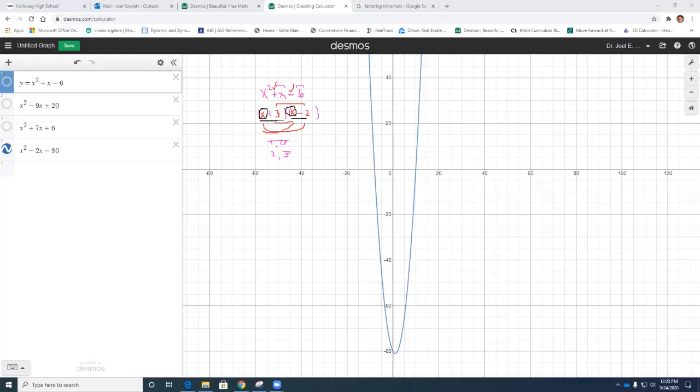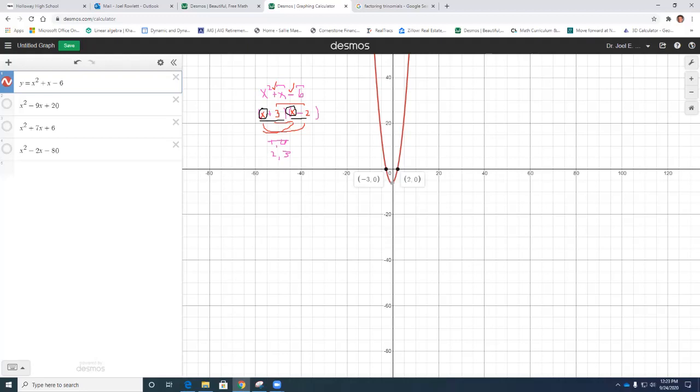So let's take a look at the graph and double check our work here. We figured out that x plus 3 is a factor, which means negative 3 is a zero. And we figured out that x minus 2 is a factor, which means positive 2 has to be a zero, because 2 minus 2 would give me a 0 for that factor. And as you can see by looking at the graph, the y values are both 0. So the zeros are x is equal to negative 3 and x is equal to positive 2.